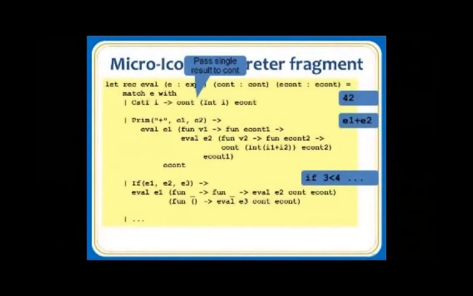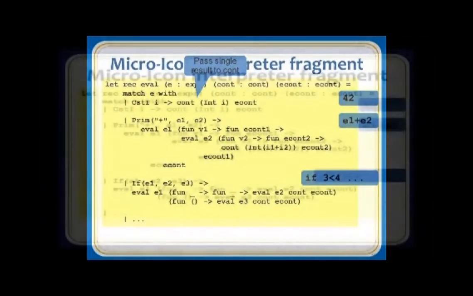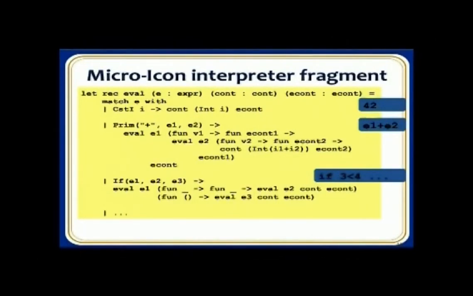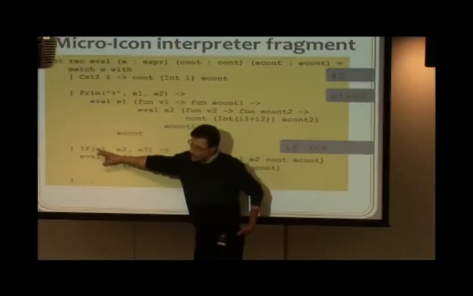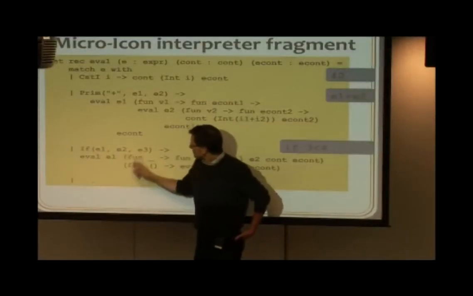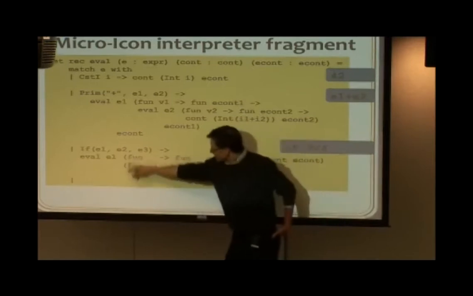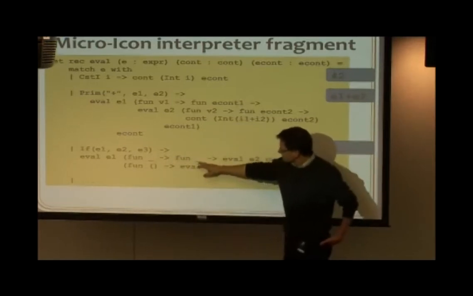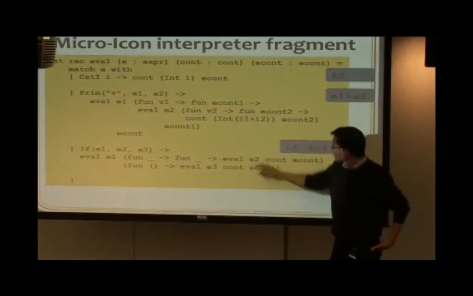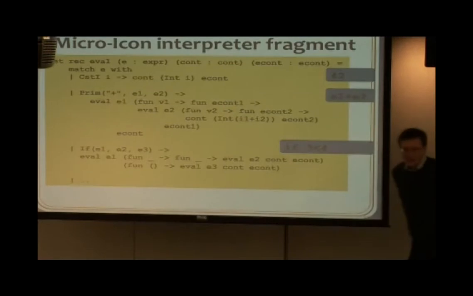And so here's a fragment of the interpreter. To interpret a constant, you call the success continuation with the constant as the result argument, and the failure continuation. To evaluate a conditional, if E1, then E2, else E3, the semantics in Icon is that if this expression succeeds at all, which means it has more than zero results, it will evaluate that one. Otherwise, it will evaluate that one. And there's no backtracking back into E1. So the success continuation for E1 ignores the result of E1. It ignores the failure continuation of E1 and simply evaluates E2, and similarly for E3. So that's fairly easy to explain here.